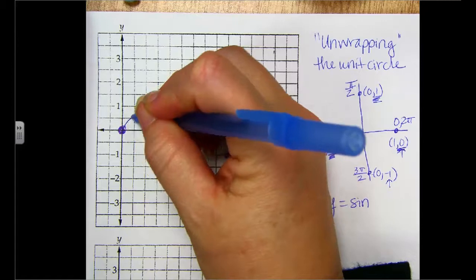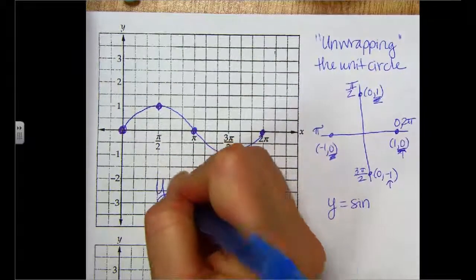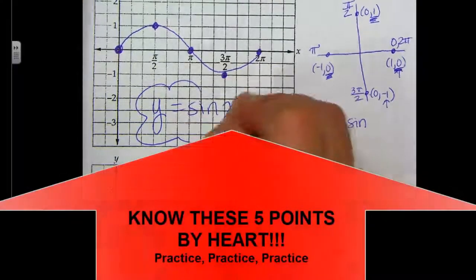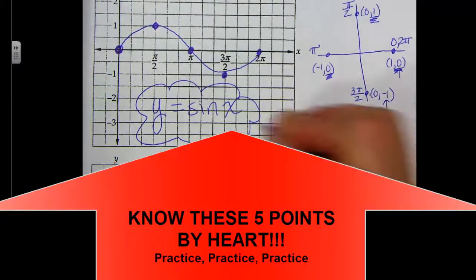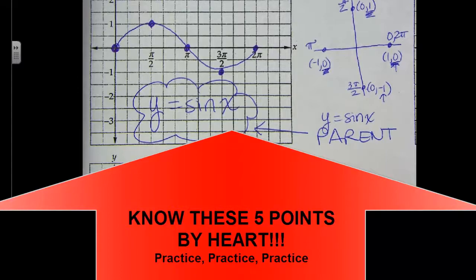These are nice smooth curves. They are periodic, they do repeat, but this is one cycle of y equals sine of x. That is your parent graph, y equals sine x. Get to know those 5 points by heart quickly. Keep practicing so we can use them in more interesting applications.